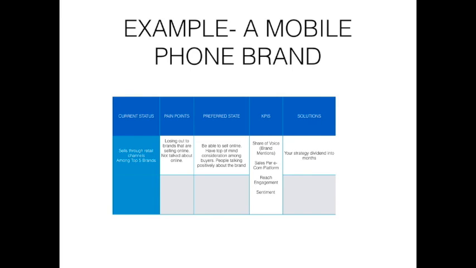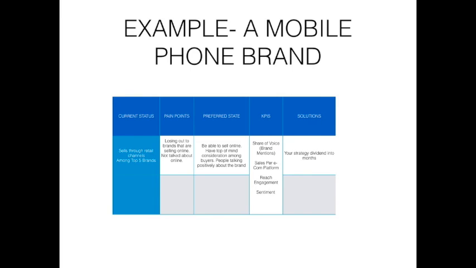So we're talking about, let's say, a mobile phone brand, which looks like a strong brand because it's among the top 5 brands and it sells through retail channels. But the pain points are very loud and clear. It's losing out to brands that are selling online, and this brand is not really being talked about online as well. Those are a couple of pain points that we can see here. The preferred state where the brand would want to be is to be able to sell online, number one. Number two, to have top of mind consideration amongst buyers. And number three, people talking positively about the brand. So these are three specific goals that are getting set up here.